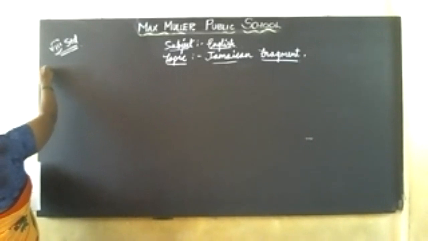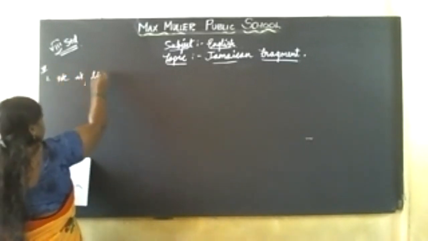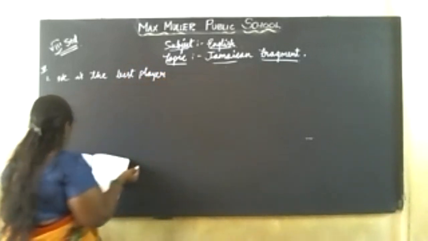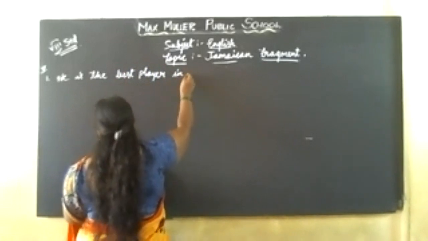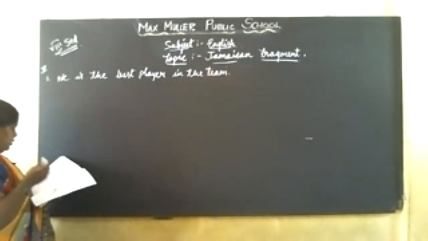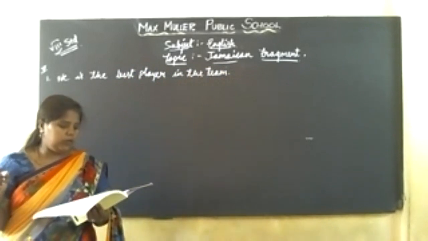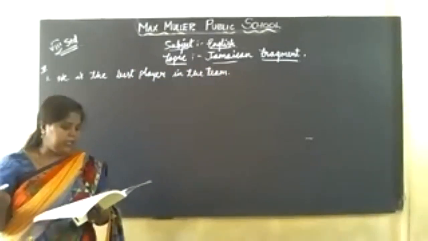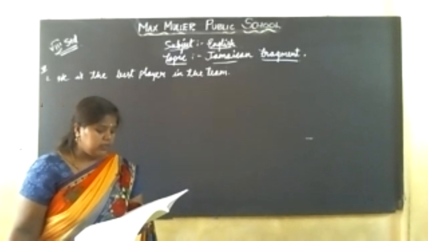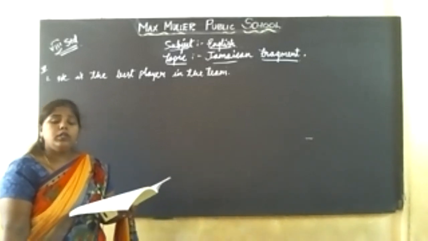The first one, fifth main. The answer is, he is the best player in the team. So here see, best is the superlative degree. So correct the errors in the use of articles. He is the best player in the team. Why have you mentioned the? Because best is the superlative degree. So the best player, it's a superlative degree, so we show it with the.